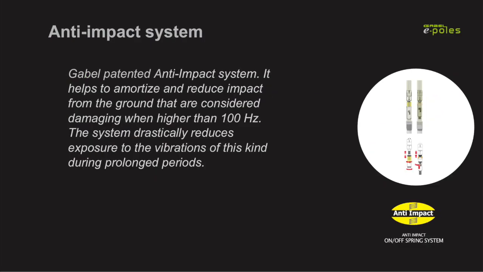We must as well mention the anti-impact system patented by Gabel. It helps to amortize the reduced vibrations that are considered damaging and that are usually higher than 100 hertz. The system drastically reduces exposure to vibrations of this kind during prolonged periods. It uses a cellular cushion. Similar technology is used in the automobile industry. Other systems use different elements and don't include metallic elements, and they lack the same level of amortization, and their effectiveness usually worsens with time.